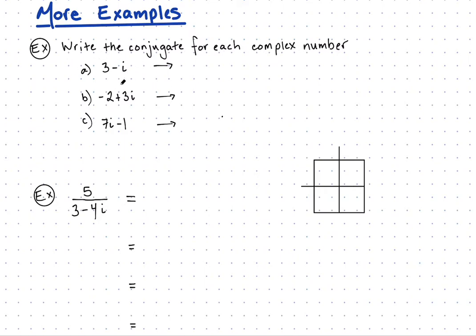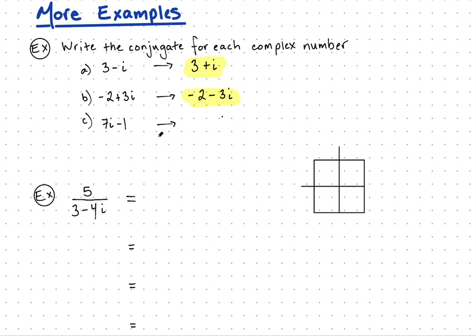So our first number is 3 minus i, and our complex conjugate in this case is going to be 3 plus i. So taking our minus i and making it a plus. Our second one, negative 2 plus 3i, becomes negative 2 minus 3i. Again, the only thing changing is the sign on our complex part.